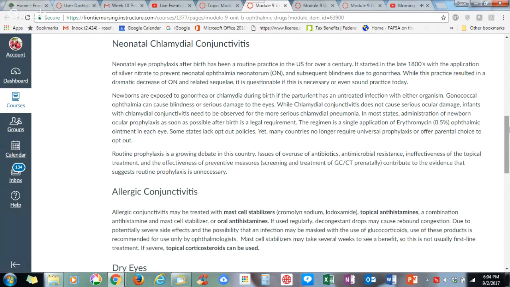Some states lack opt-out policies, yet many countries no longer require universal prophylaxis or offer parental choice to opt out. Routine prophylaxis is a growing debate in this country. Issues of overuse of antibiotics, antimicrobial resistance, ineffectiveness of the topical treatment, and effectiveness of preventive measures, screening and treatment of GC, gonorrhea, and chlamydia prenatally contribute to the evidence that suggests that routine prophylaxis is unnecessary.